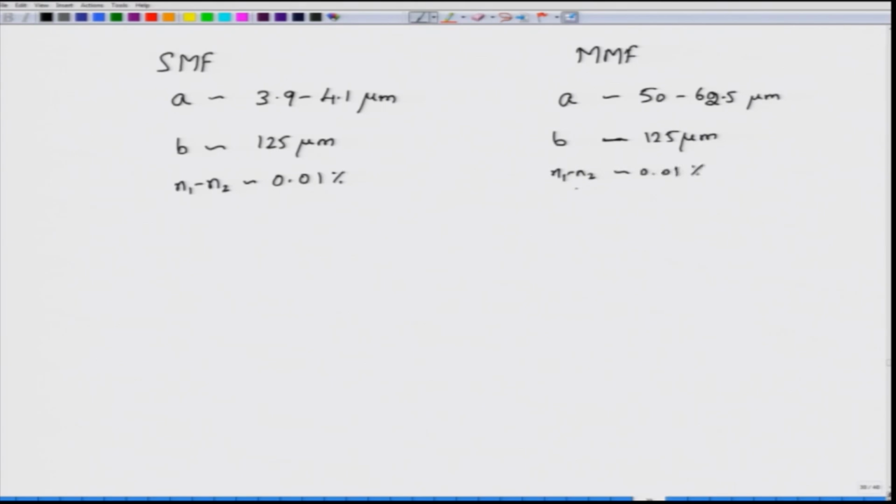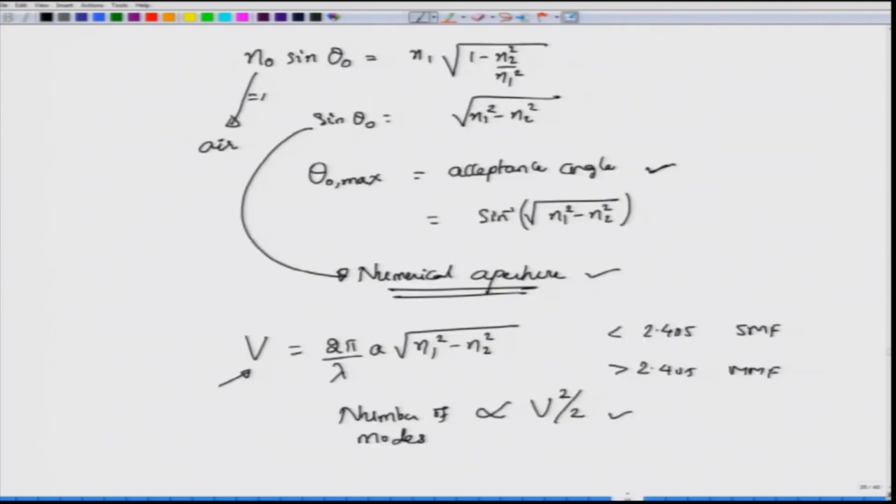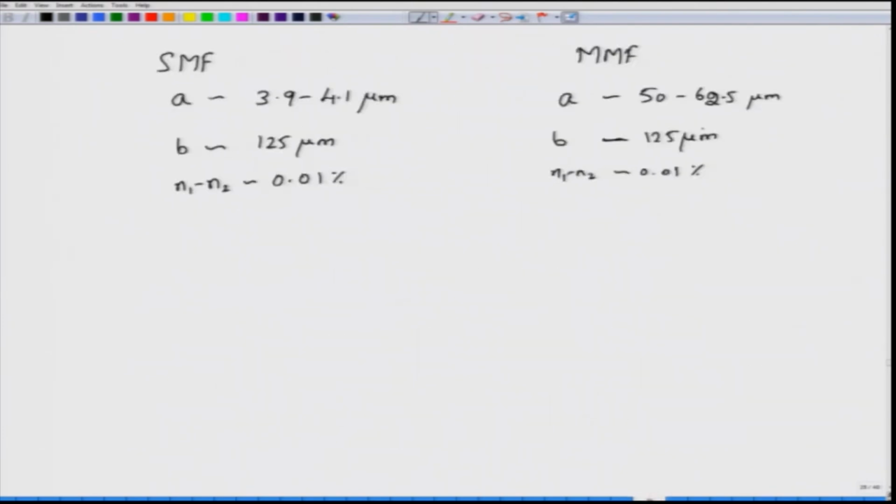Remember, I have kept n1 minus n2 the same, but to increase the V number I have increased the core radius. So, I have kept this constant, but then increased a to support the multimode fibers. But you can also find n1 minus n2 to be slightly larger in a multimode fiber, so that you can support even more modes if you wish.